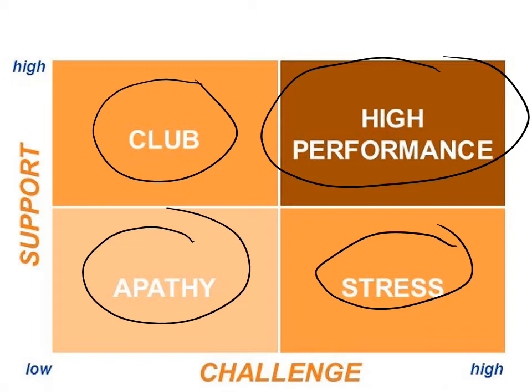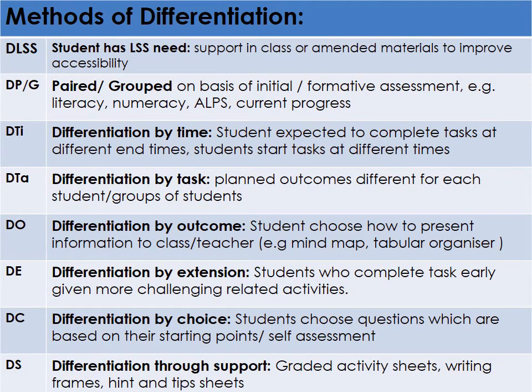So part of planning differentiation is knowing the class, knowing the students, to make sure that each student is challenged and supported in the right way. So on that, we just have a quick overview of the methods of differentiation. Again, you can pause if you want to have a look through them, but the key is just down the left hand side, and on the right hand side you have what the key stands for. So differentiation by outcome, or differentiation by extension.